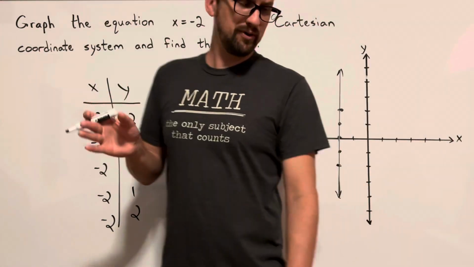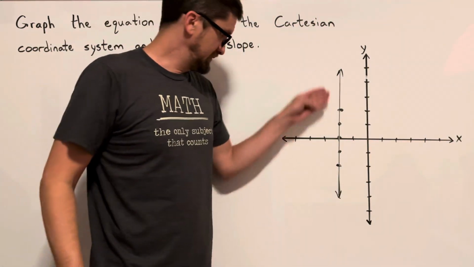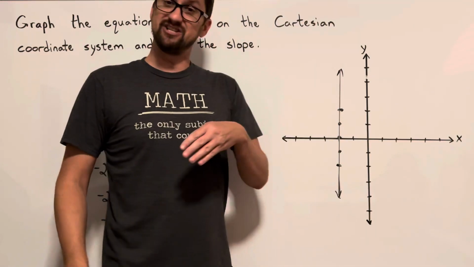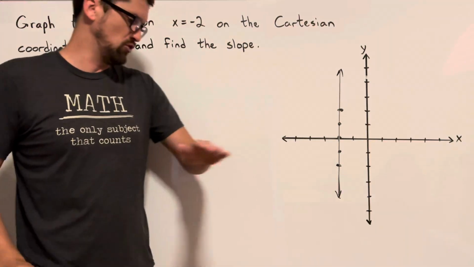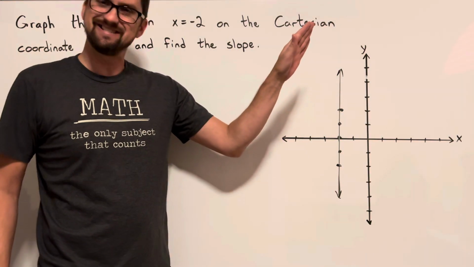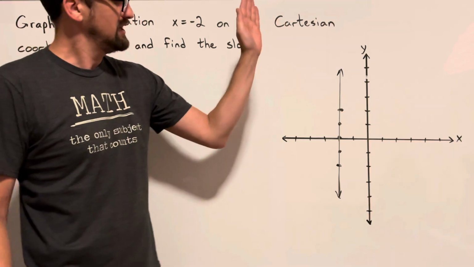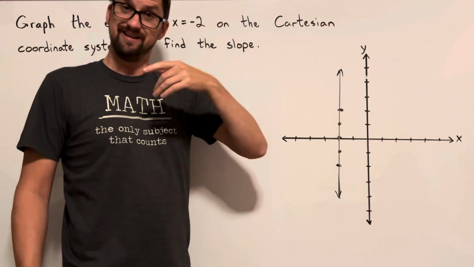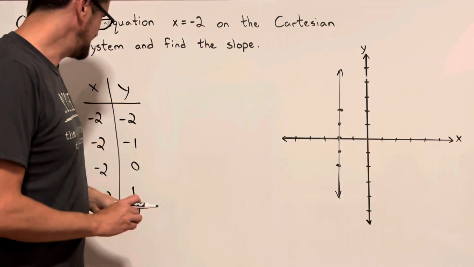Now the slope of this line is undefined. If you have a horizontal line, the slope is 0, and then as the line gets steeper, the slope gets bigger, and then when it reaches the vertical, it's so big that it's not defined anymore.